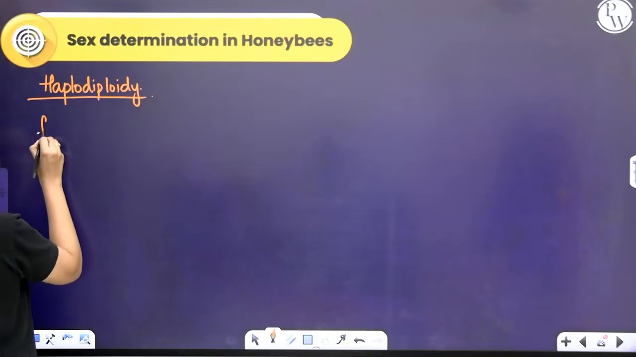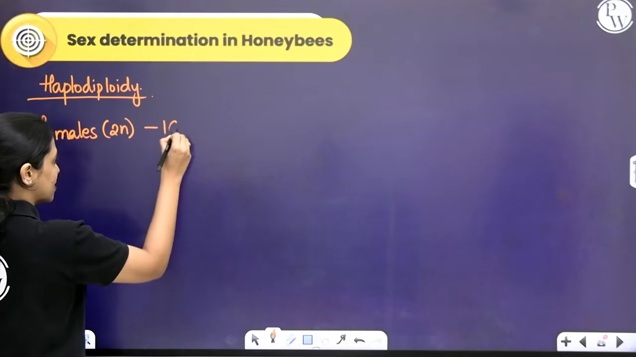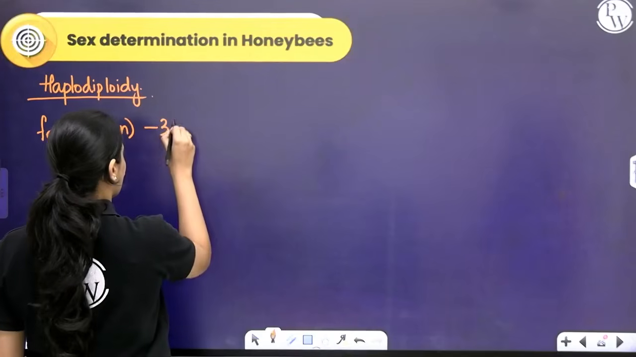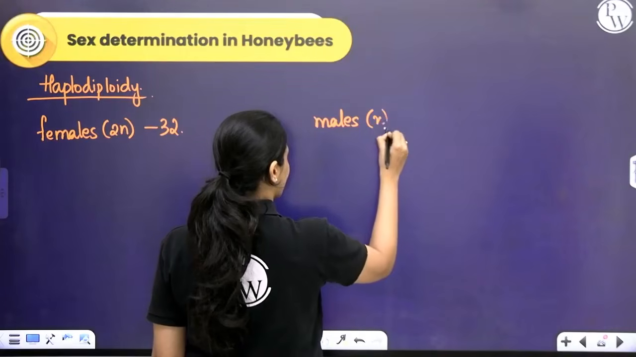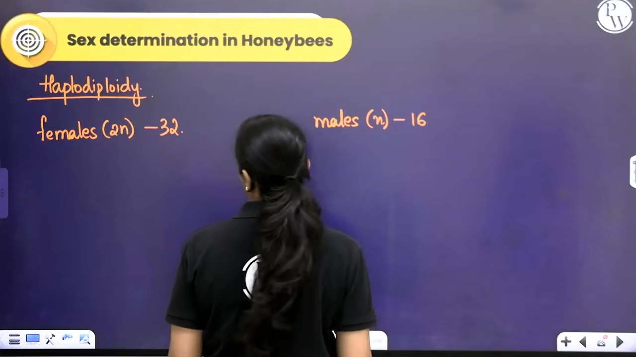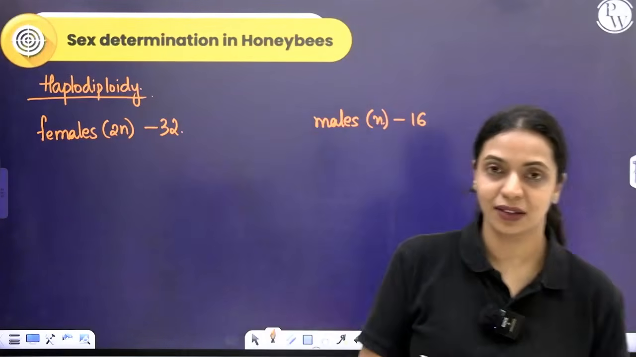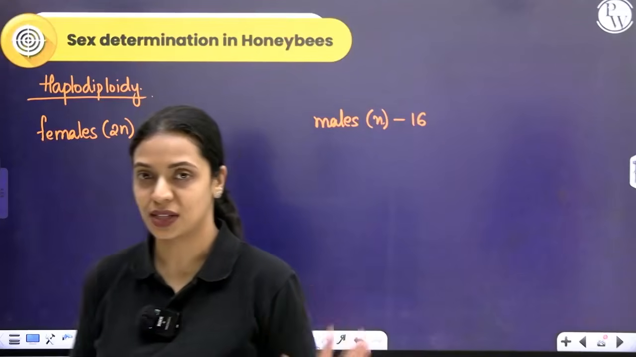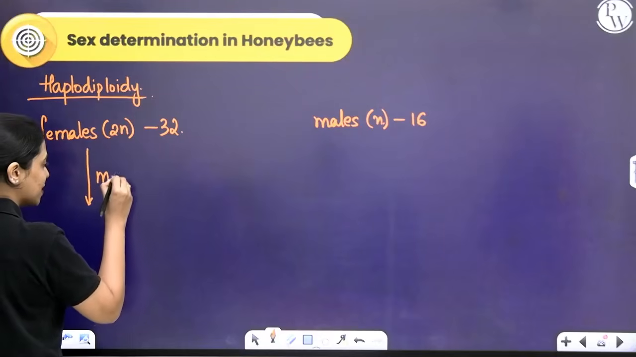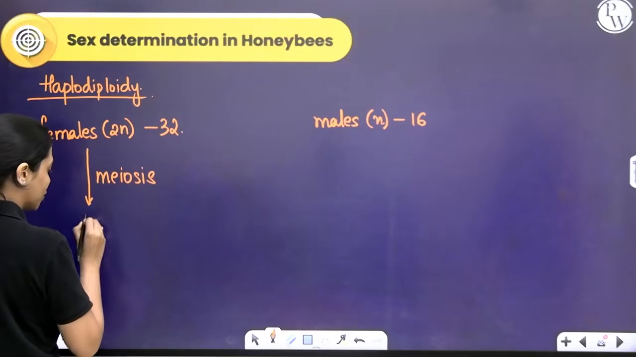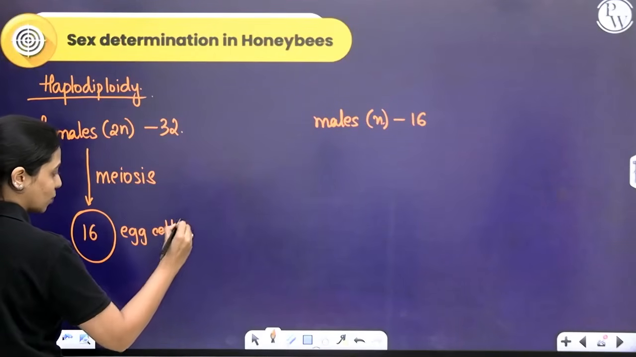Over here, the females are diploid containing 32 chromosomes. Males are haploid containing 16 chromosomes. The female, especially in bees, the queen is the only fertile female. Only the queen reproduces, workers do not reproduce, they are sterile. So the female queen will undergo meiosis to produce haploid egg cell containing 16 chromosomes.